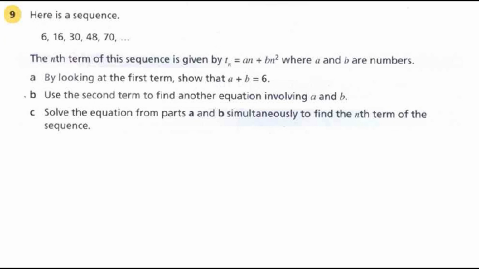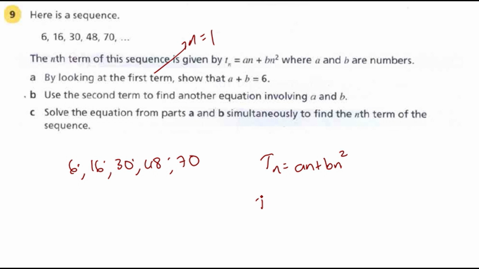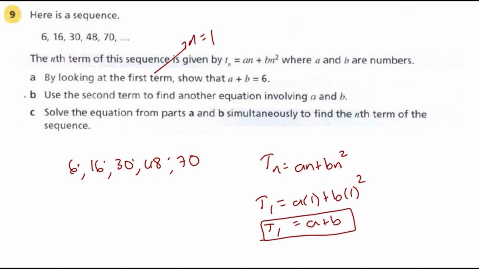We're going to do question 9. The sequence 6, 16, 30, 48, 70. The nth term is given by Tn equals An plus Bn squared. By looking at the first term, show that A plus B equals 6. Okay, so the first term is when n equals 1. So term 1 will be A times 1 plus B times 1 squared. A times 1 is A, B times 1 squared is B. So T1 is A plus B. That's the first term.